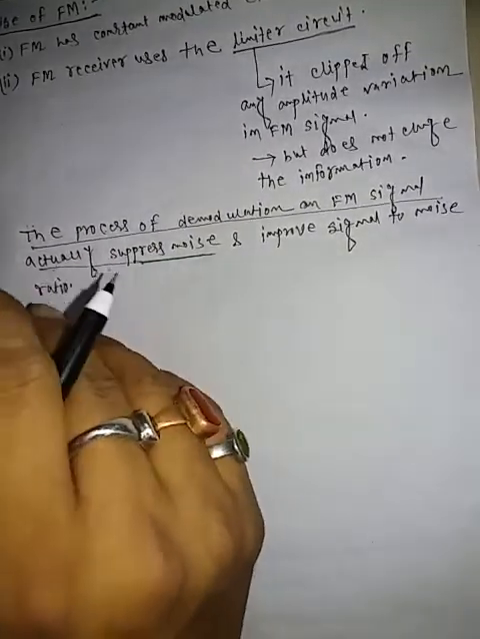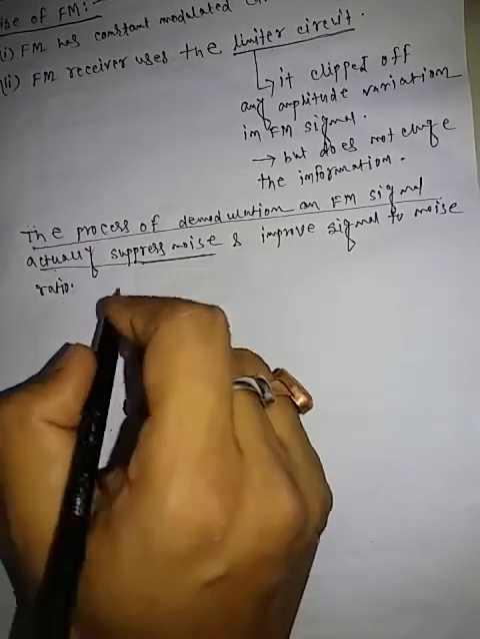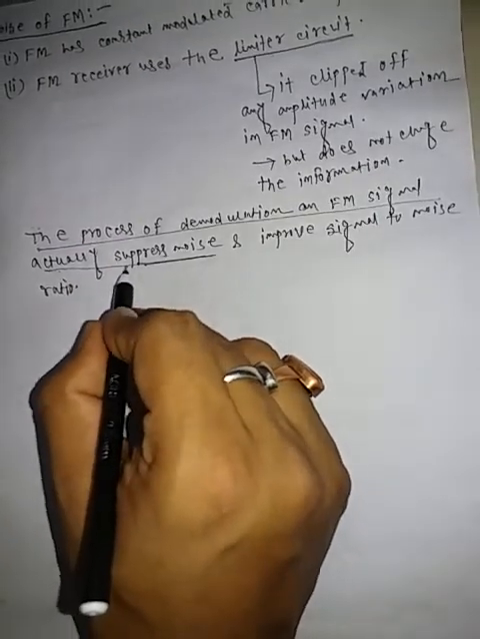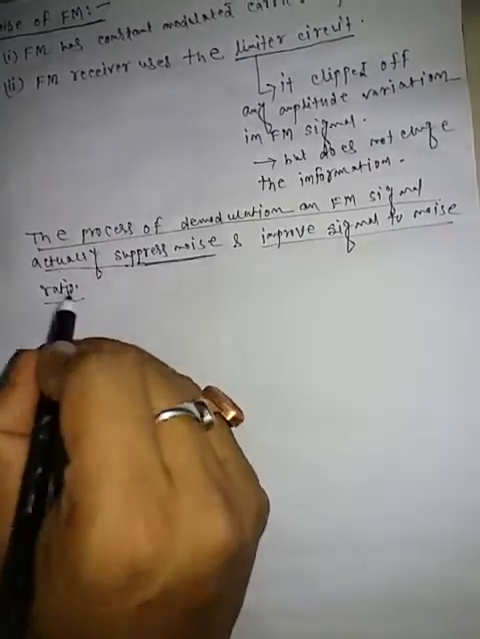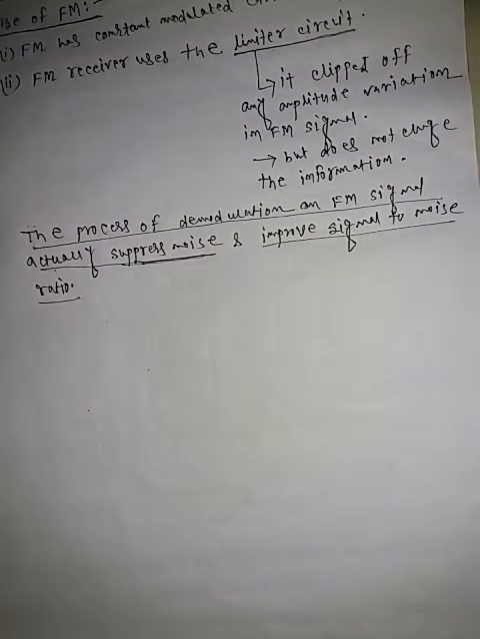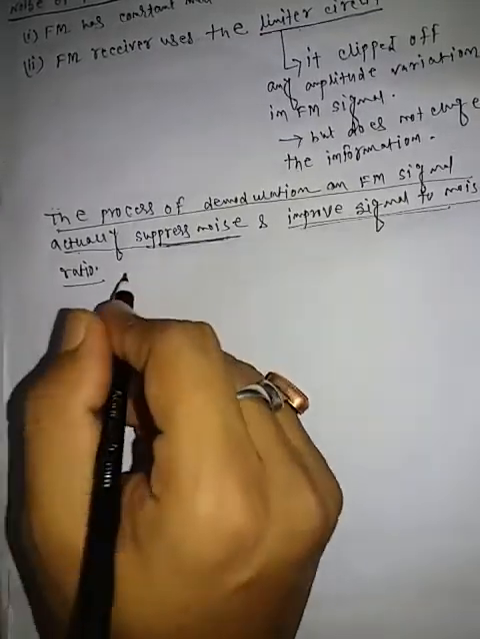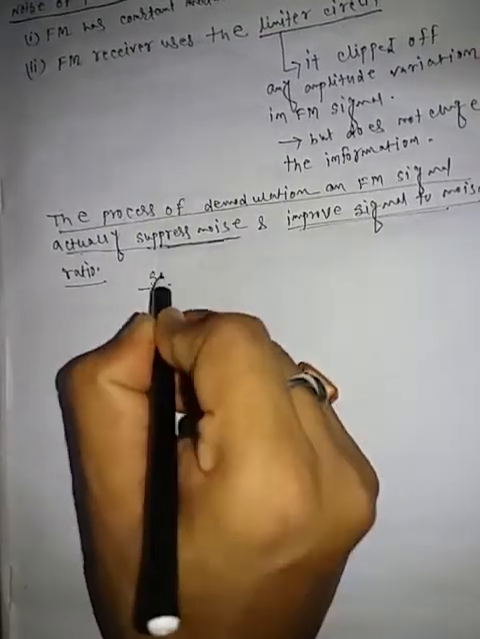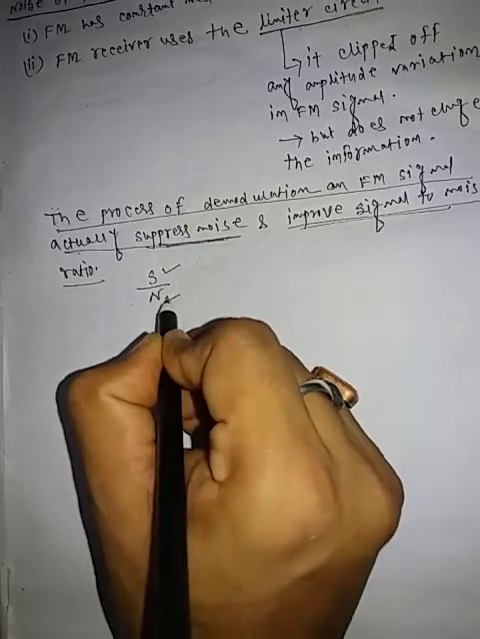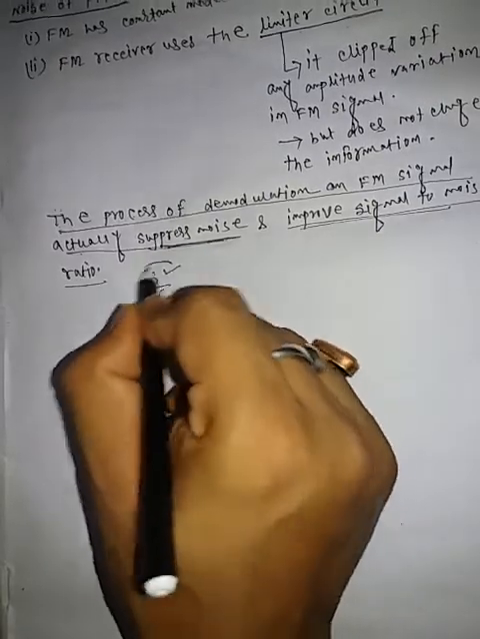In demodulation of the FM signal, the receiver suppresses the noise and improves the signal to noise ratio. Suppressing the noise means the FM receiver removes the noise and improves the signal to noise ratio. Signal to noise ratio is denoted by S by N: S for signal, N for noise. So this is called the signal to noise ratio.